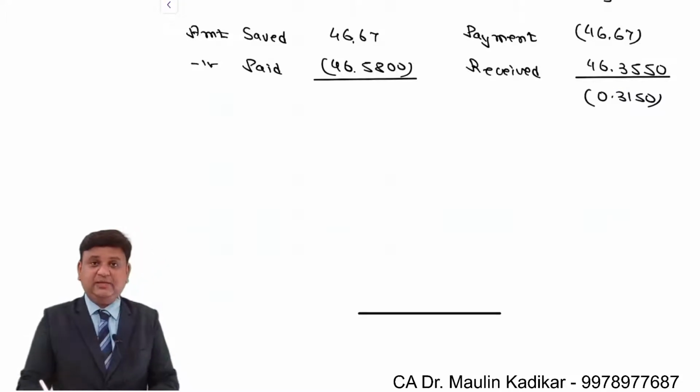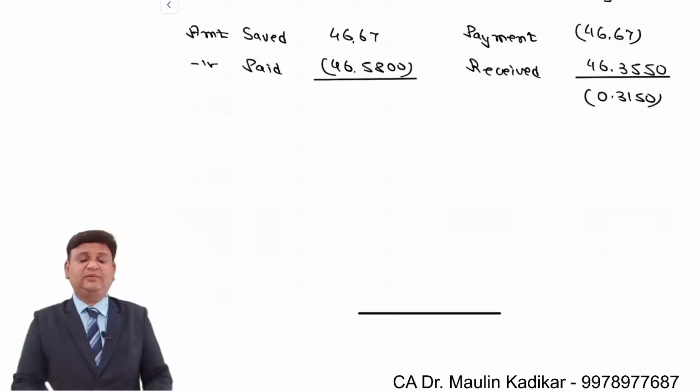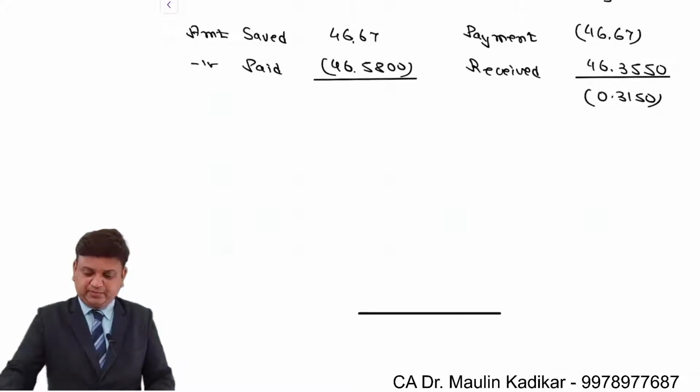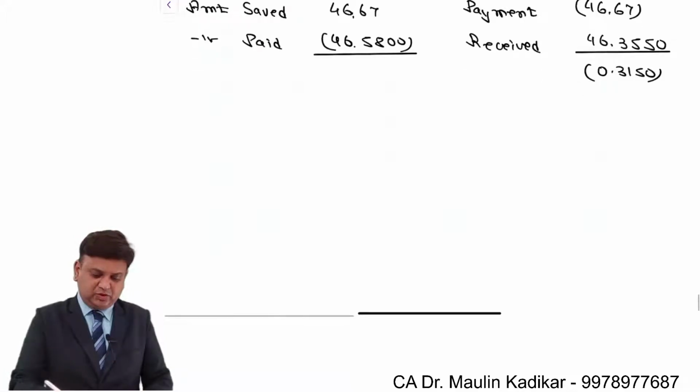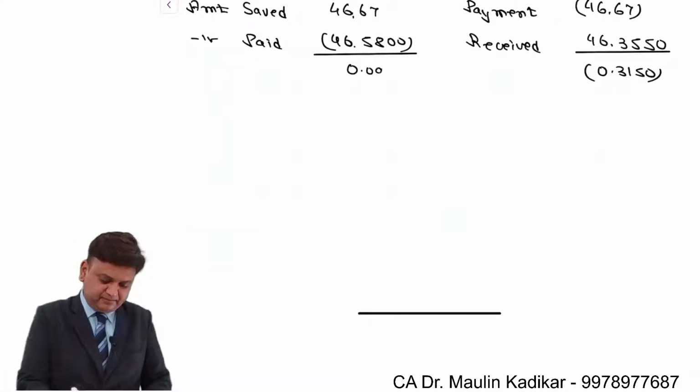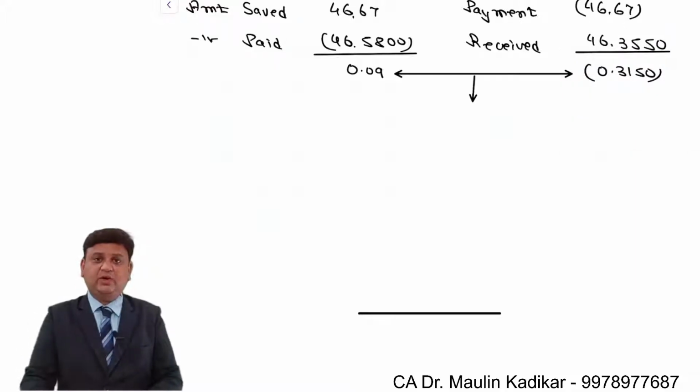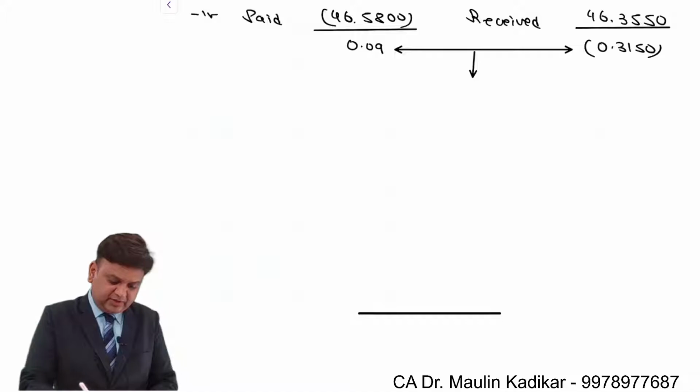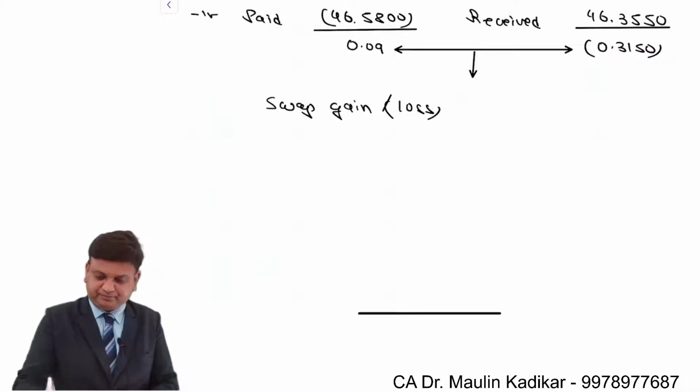So ultimately there is a profit. Why? Because you are able to purchase the dollar at a lower rate. So 46.67 minus 46.58. So you are able to save 9 paise. This is the way you can make the computation of the answer. Dear students, this is the swap gain or loss without taking into account the interest.